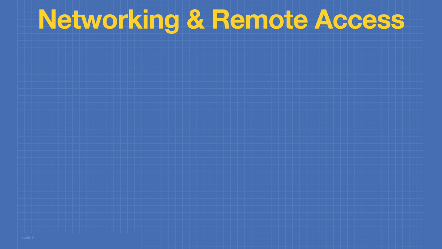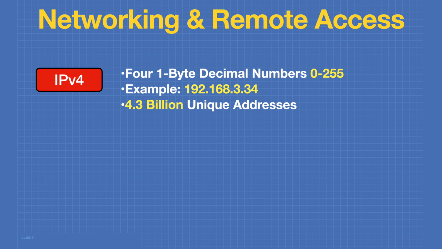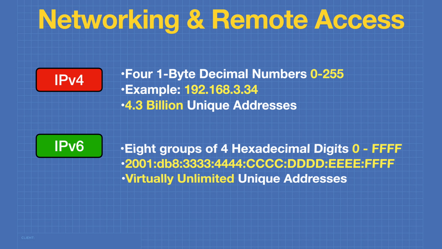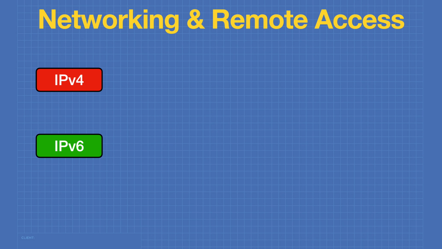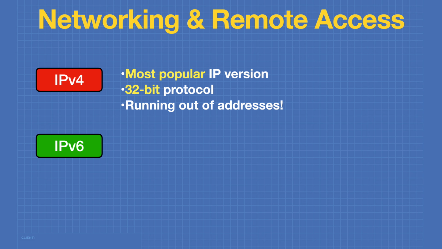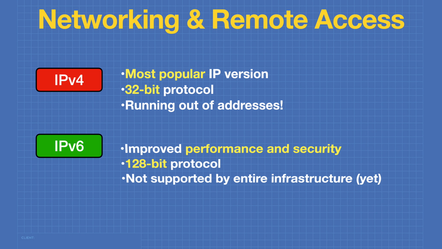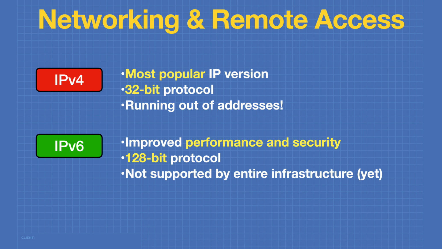There are two forms of TCP/IP, IP version 4 and IP version 6. IP version 4 is the most popular version of TCP/IP. It's a 32-bit protocol, however it is now running out of addresses. IP version 6 improves the performance and security. It's a 128-bit protocol, however the entire infrastructure does not yet support it, but this is changing very rapidly.